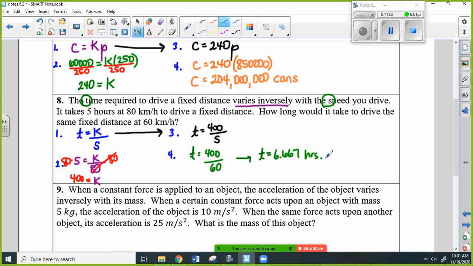Now, with word problems, you should always ask yourself if the answer makes sense. For example, like it took me 5 hours at 80 kilometers per hour. Well, if I drive a slower speed, shouldn't it take me longer to get there? All right, so you do always want to look to see if your answers make sense.